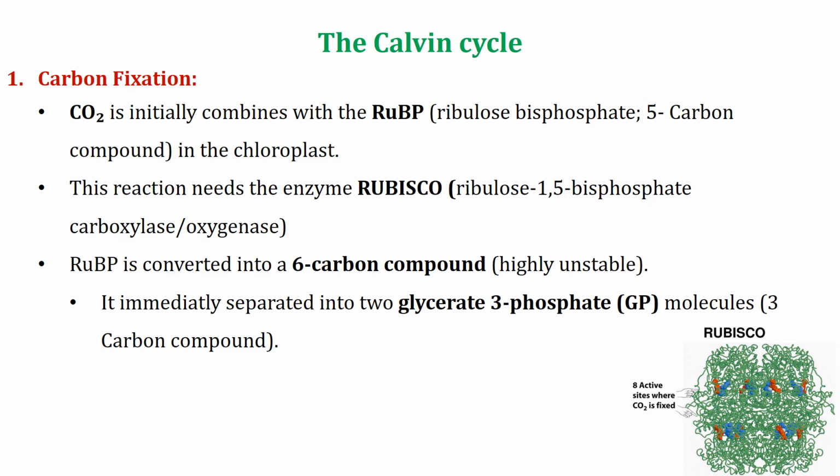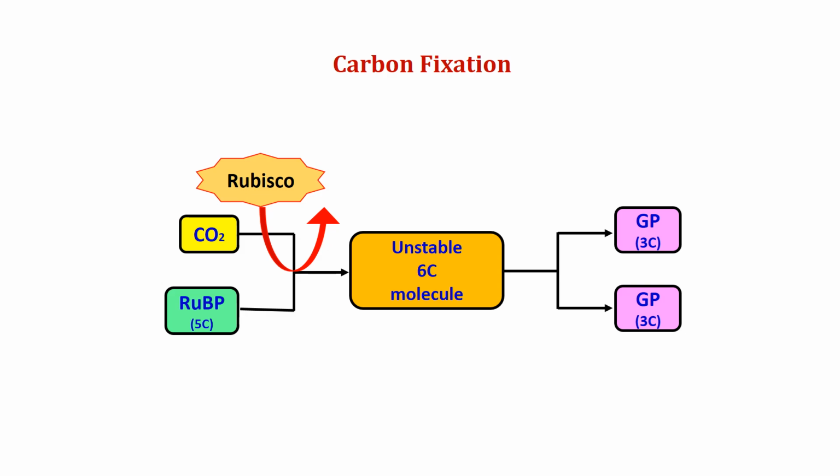Step 1 is carbon fixation. Carbon dioxide from the air combines with RuBP, a 5-carbon sugar. This reaction is catalyzed by Rubisco, the most abundant enzyme on Earth. The product is a highly unstable 6-carbon compound which immediately splits into two molecules of GP, glycerate 3-phosphate, each with 3 carbon atoms. Here's a visual summary of the carbon fixation step.